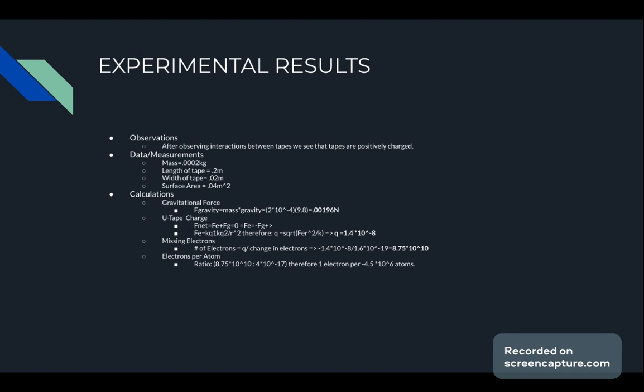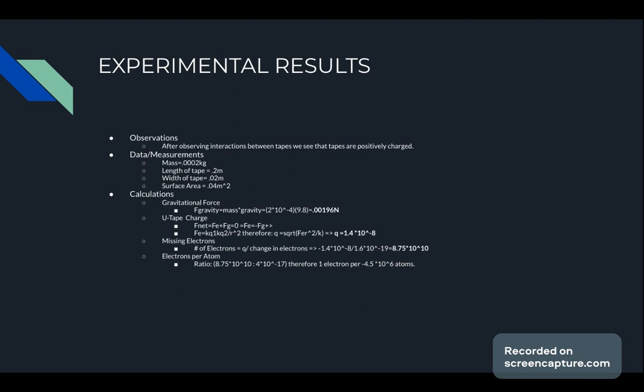So we're going to go through our experimental results. Observations first. After observing interactions between tapes, we see that tapes are positively charged. Data and measurements. The mass of the tape is 0.002 kilograms. The length of the tape is 0.2 meters. Width of the tape, 0.02 meters. Surface area, 0.04 meters squared.